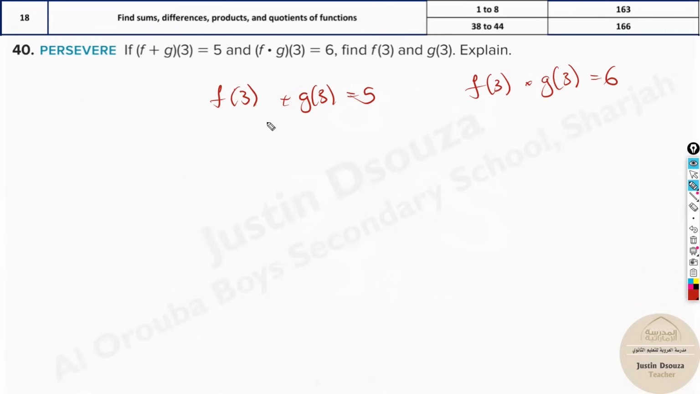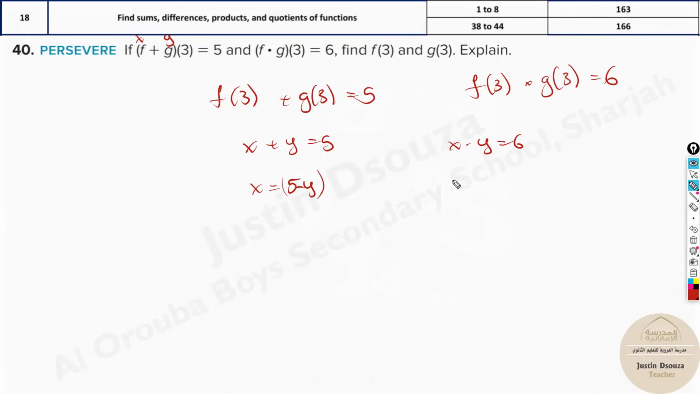Generally, such problems are written as a, b, or x, y, and solved. So let us take f as x and g as y. Okay, it'll be easier. x plus y is equal to 5. Here, x times y is equal to 6. Now let me take this y to the other side. It will be x is equal to 5 minus y.